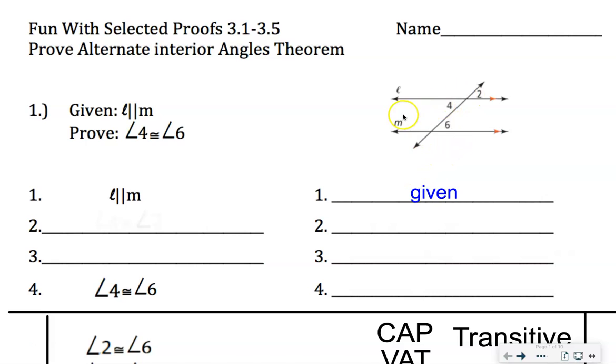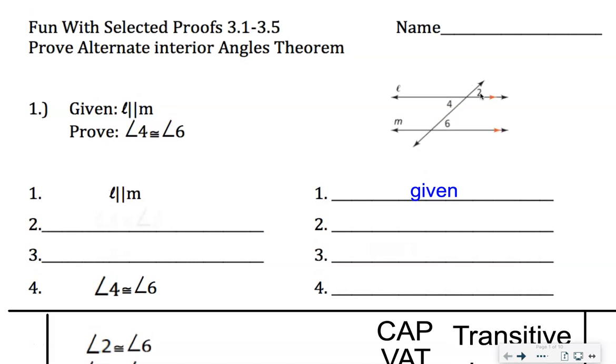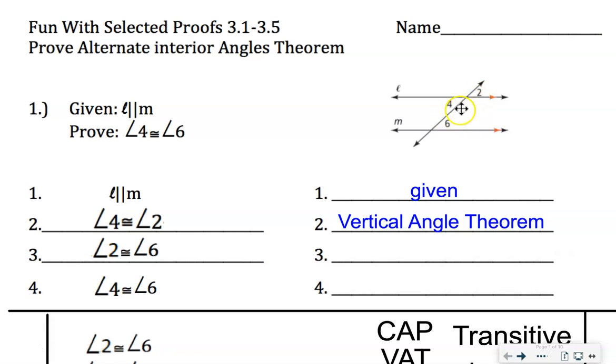What we can start to say is I'm going to look at angle 2. Steps 2 and 3 can be in either order this time. So here we have 2 and 4 that have to be congruent. The reason they have to be congruent is the vertical angles theorem. The other angle that 2 is congruent to is 6. The reason that 2 and 6 are congruent is because they're corresponding.